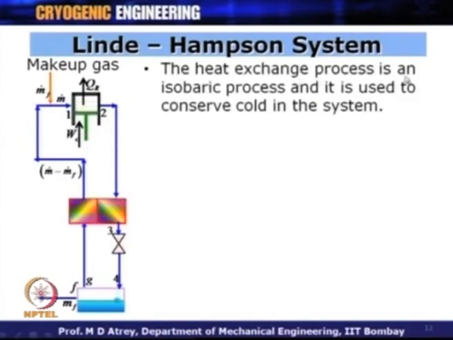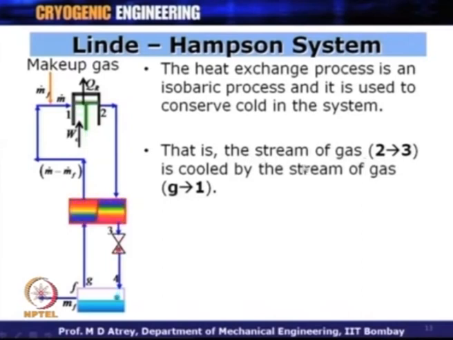The heat exchanger here also is assumed to be 100% effective. The heat exchange process is an isobaric process, and it is used to conserve cold in the system. That means, when both the fluids are traveling through the heat exchanger, there is no pressure drop across the heat exchanger. That is, the stream 2 to 3 and G to 1, this is the direction of the fluids flowing through here. The stream of the gas 2 to 3 is cooled by the stream of the gas going back.